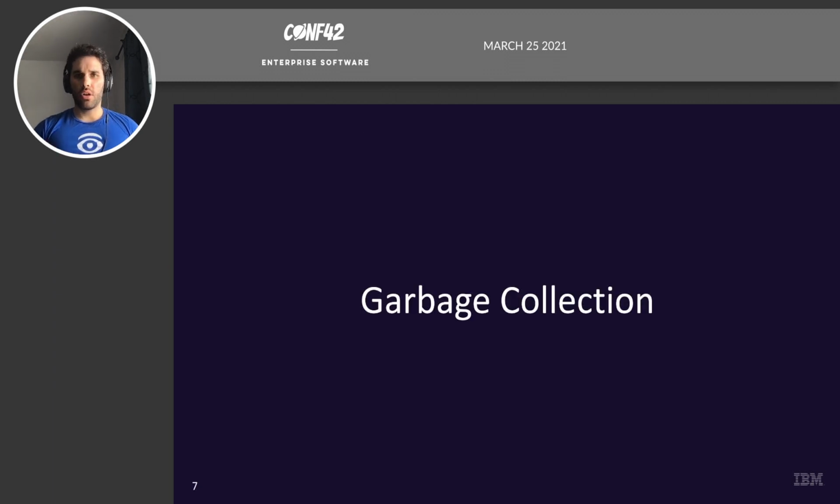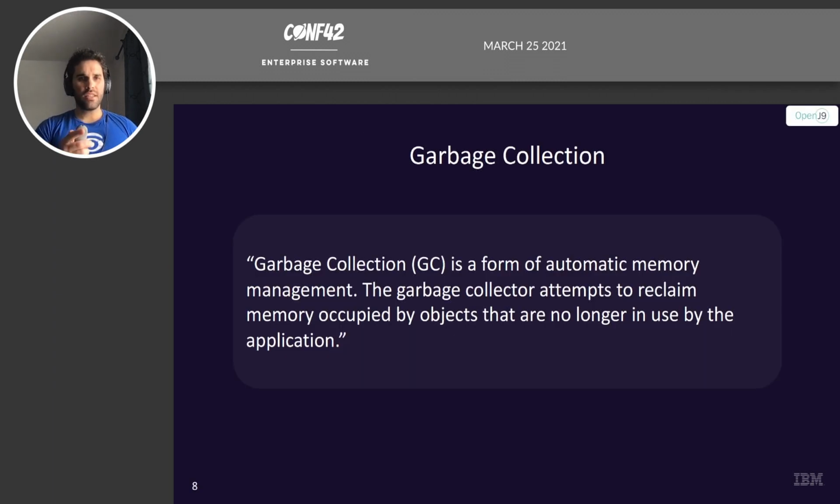All right, garbage collection. So what is it? This is a more by-the-book definition. Garbage collection is a form of automatic memory management. The garbage collector attempts to reclaim memory occupied by objects that are no longer in use by the application. That's opposed to other programming languages like C++, where you have to manually allocate memory with new and malloc and free that memory with free and delete.